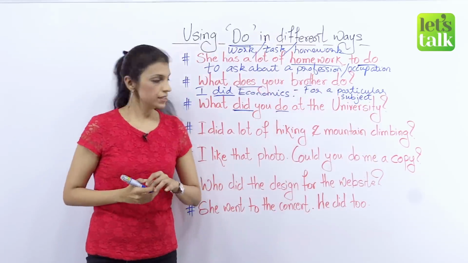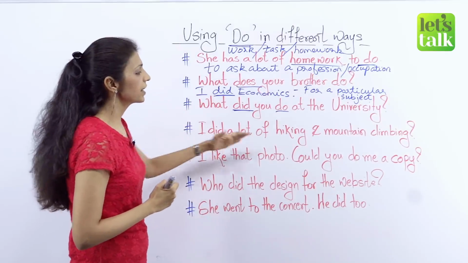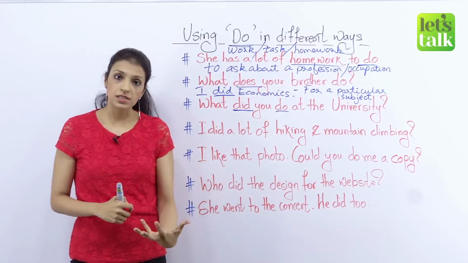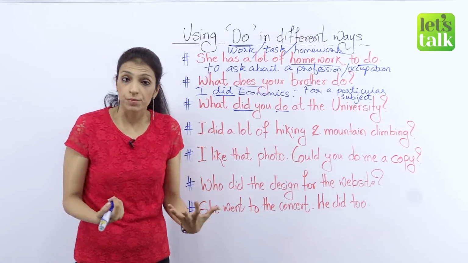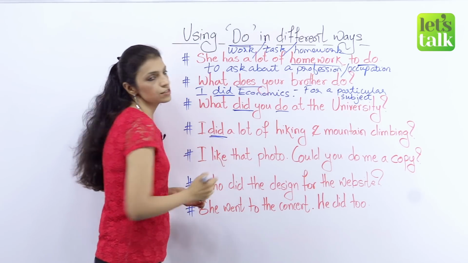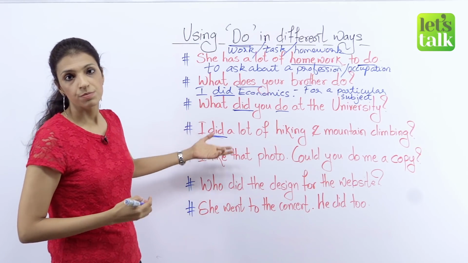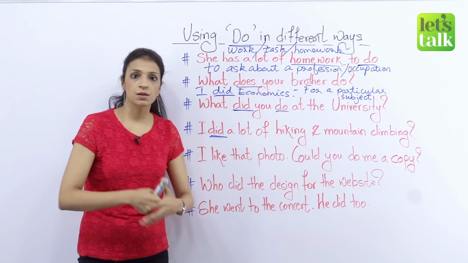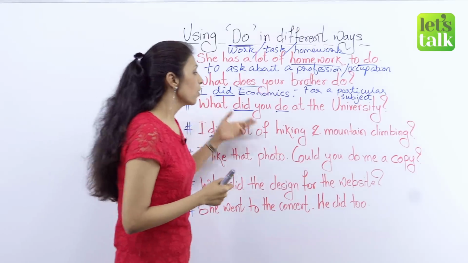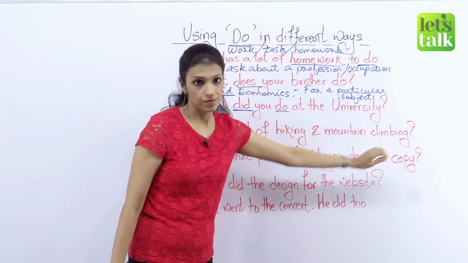Okay, fine. The next one is, I did a lot of hiking and mountain climbing. Now, there are times we participate in activities, okay, and when you want to describe or you want to state the fact that I participated, did is the easiest verb to use. Of course, I'm using did because I'm done with the activities. It's the past, okay, probably last week. So I say, I did a lot of hiking and mountain climbing, okay.